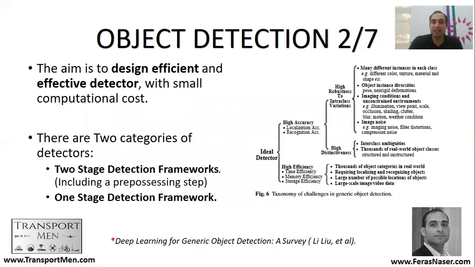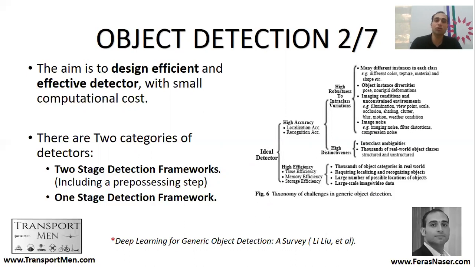The aim for object detection is to design an efficient and effective detector with small computational cost. You don't want to run your program for maybe 3-4 days, but you really need a model that can work quickly, detect the objects quickly, but also detect them with a high level of accuracy. So on the right-hand side, you see that the ideal detector has high accuracy and high efficiency.